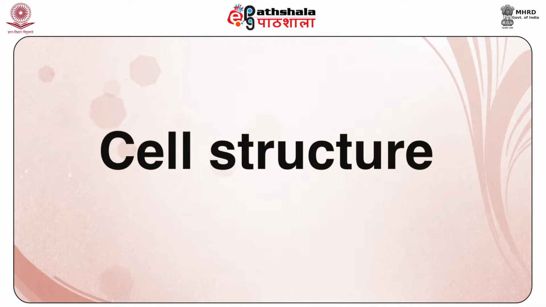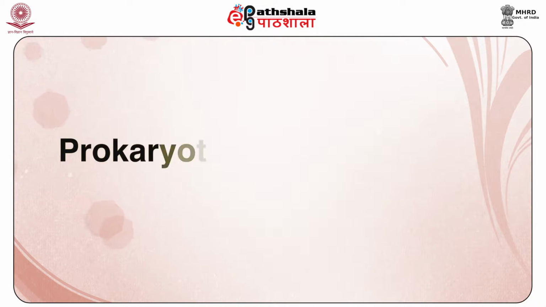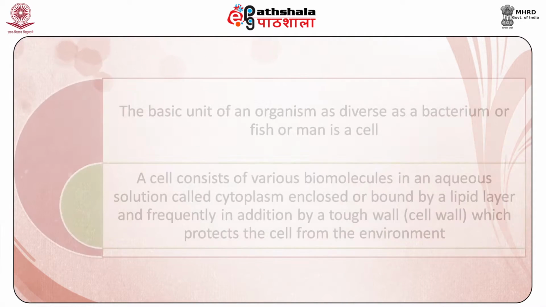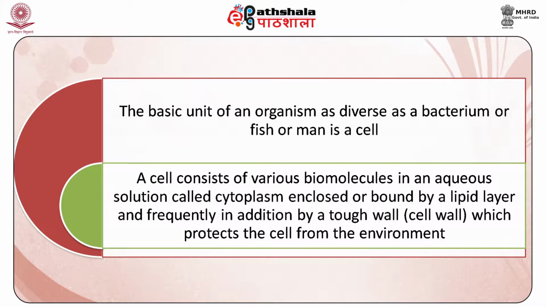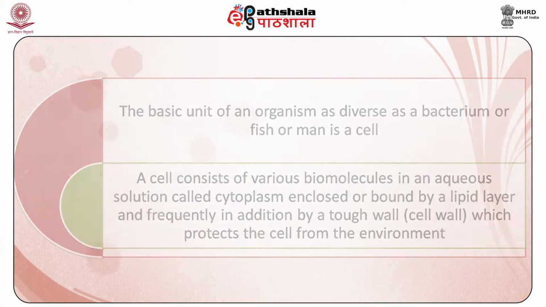Cell structure and techniques to study them in prokaryotes and eukaryotes. The basic unit of an organism as diverse as a bacterium or fish or man is a cell. A cell consists of various biomolecules in an aqueous solution called cytoplasm, enclosed or bound by a lipid layer and frequently in addition by a tough wall called cell wall, which protects the cell from the environment.